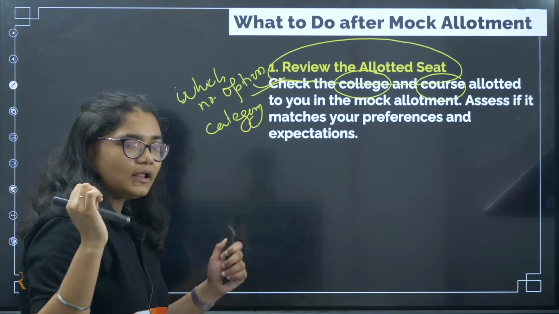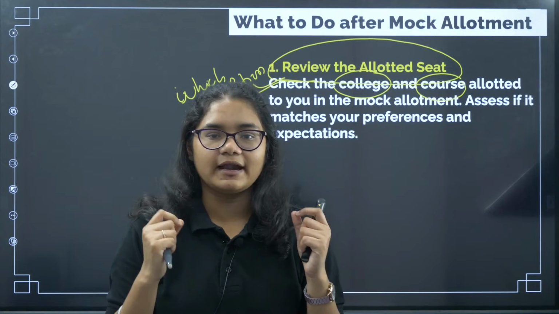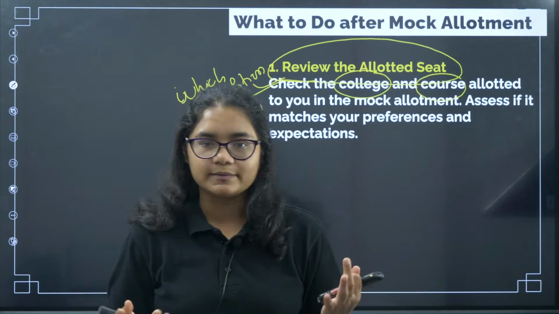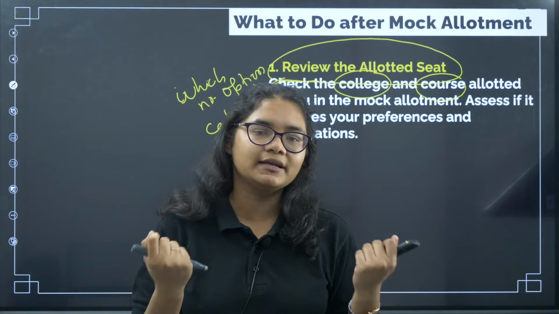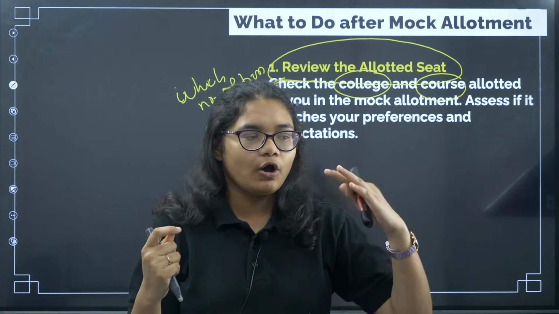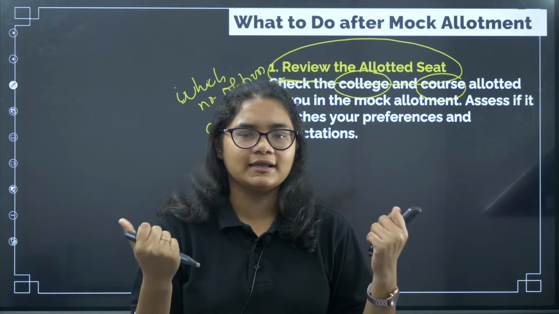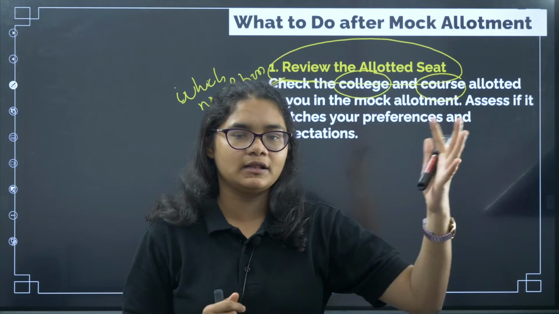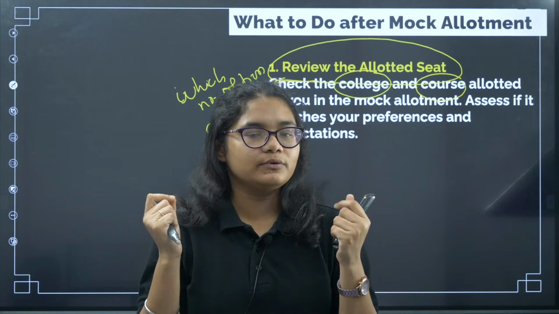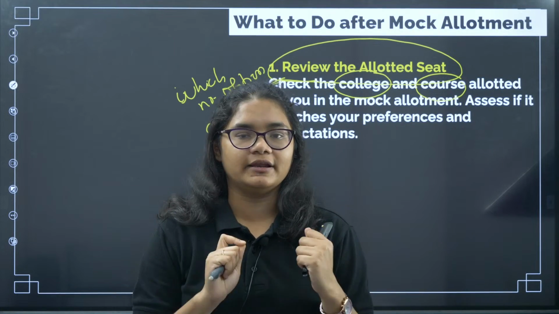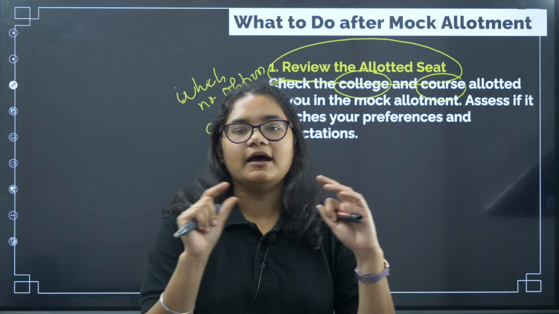Now think about whichever college and course has been given to you, whether you are satisfied with it or not. Are you happy, or do you want a better option? Or is it okay, fine, and if you want you can get better, or this is also fine. You need to self-realize what the status of this allotment is from your perspective.